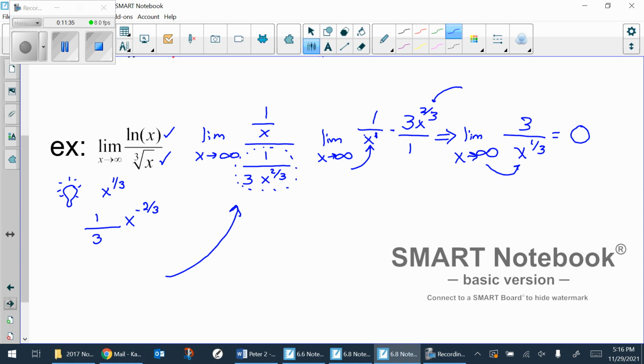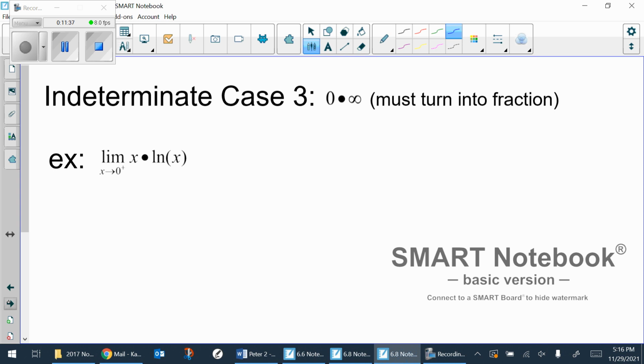All right, we have one more indeterminate form. And L'Hopital just says take the derivative of the top and divide it by the derivative of the bottom. There's no top and bottom when you look at this third case. And so my instructions to you say we have to turn this into a fraction.